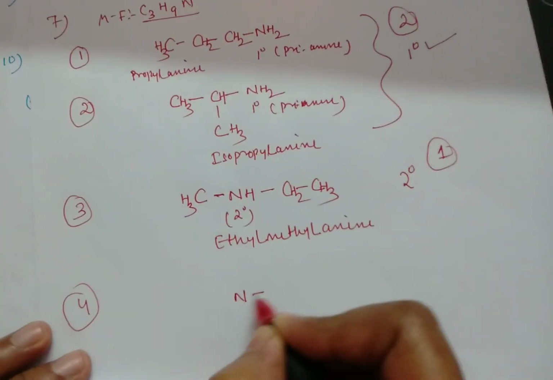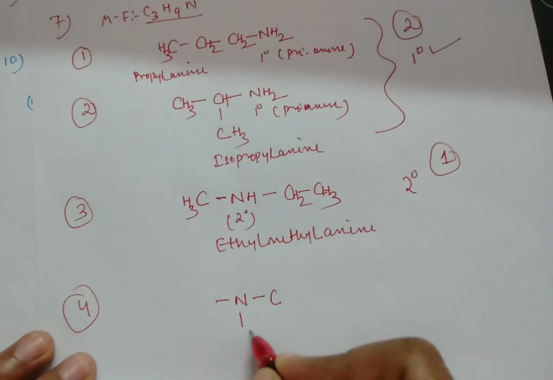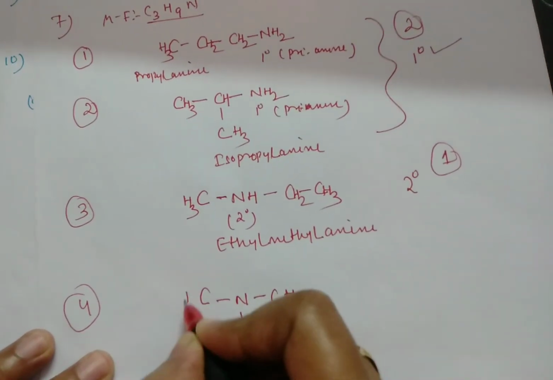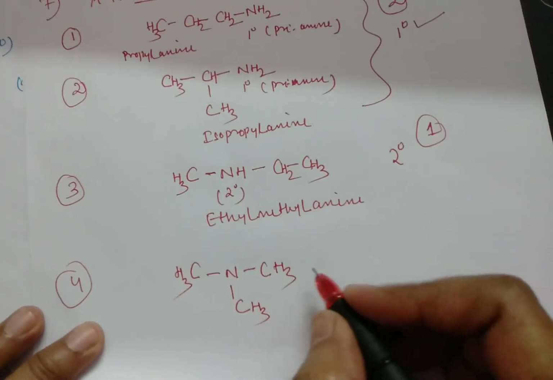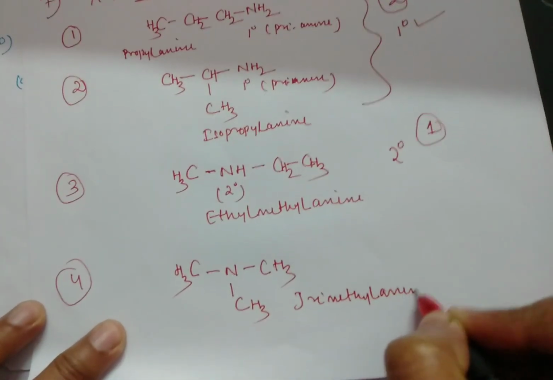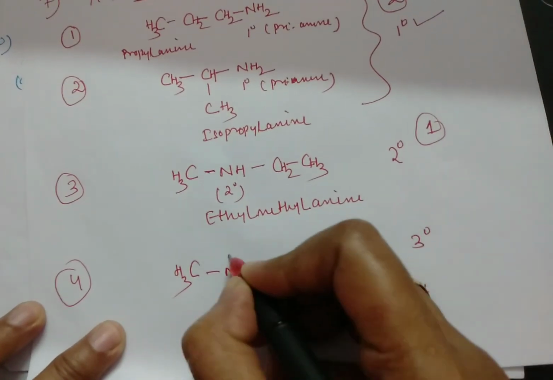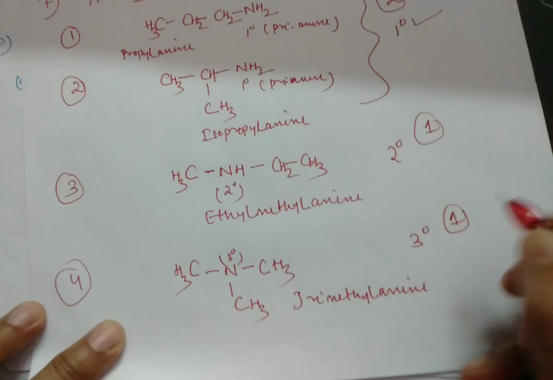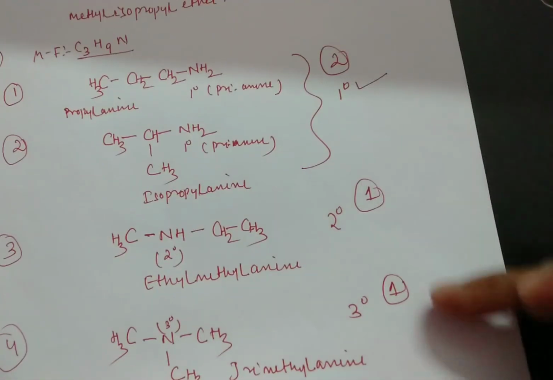Tertiary, we know that amine is N with this carbon, this carbon, this carbon. This is CH3, this is CH3, this is also CH3. How many methyl groups are there? 3 methyls. So it is a trimethyl amine. This is a tertiary amine, 1. So all total how many possible? 2, 1, 1, 4.